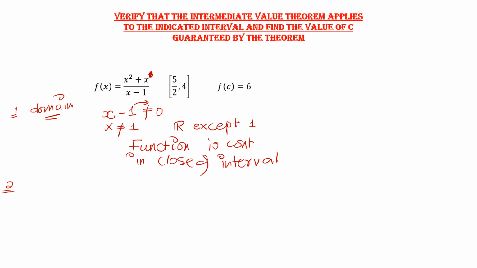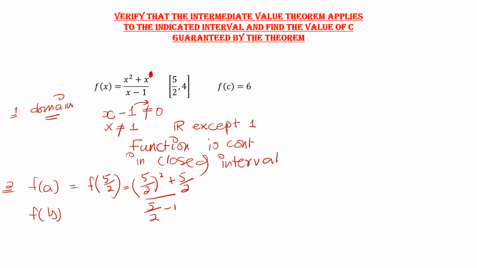It means you have to find f of a, the y value at a, and the y value at b. So your a is 5 over 2. Wherever you have x, you can replace it by 5 over 2 whole squared plus 5 over 2, divided by 5 over 2 minus 1. I am just replacing x by 5 over 2 in the question. Write it in the calculator, and here you will get 5.8.